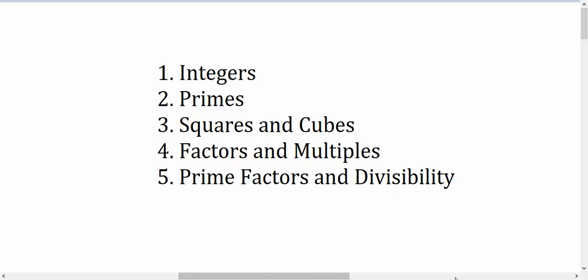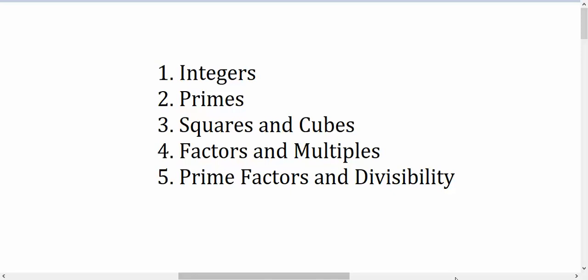So first we're going to talk about integers and some of the basic vocabulary that you come across. Next, we're going to discuss primes. And primes are something that come up all the time on the exam, and also something that you may have seen a long time ago, not recently. So it's a really important topic to review. Next, we're going to talk about squares and cubes. These are a bunch of numbers that are really important to memorize.